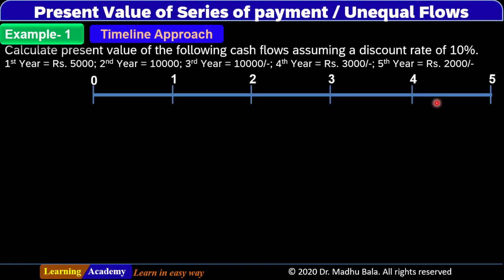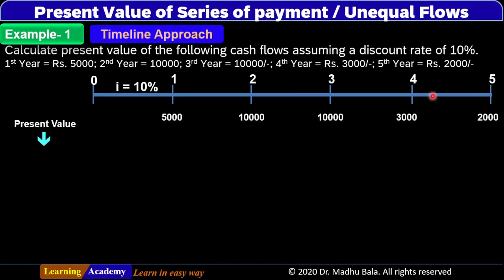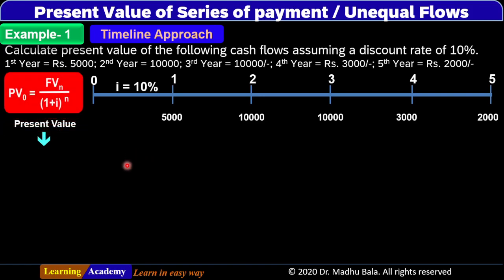So this is the timeline showing different time periods from 0 to 5. We are given the cash flows. These are the unequal cash flows. In the different time periods, the cash flows are different. Rate of interest is 10%. And we have to compute the present value of these cash flows at 0 time period. तो हम इसको कैसे compute करेंगे? Formula है present value compute करने का, future value n divided by 1 plus i raised to power n.